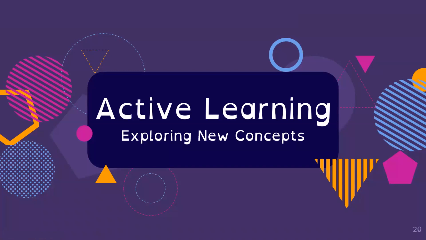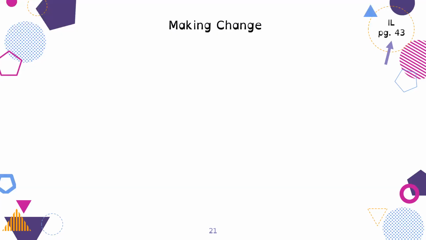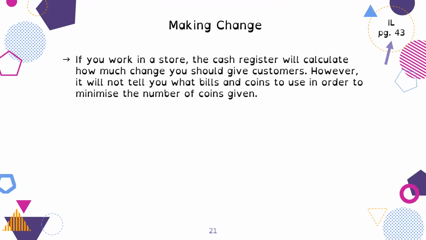Okay, so what are the new concepts we're going to be talking about today? So first, we're going to be looking at making change, and this is on page 43 of your IEL booklet. So if you work in a store, the cash register will calculate how much change you should give customers. However, it will not tell you what bills and coins to use in order to minimize the number of coins given. So again, like with the 65 cents, giving 13 nickels is probably not the most efficient and effective way of giving back 65 cents. So most often you want to give the smallest amount back so people have less change to be carrying around.